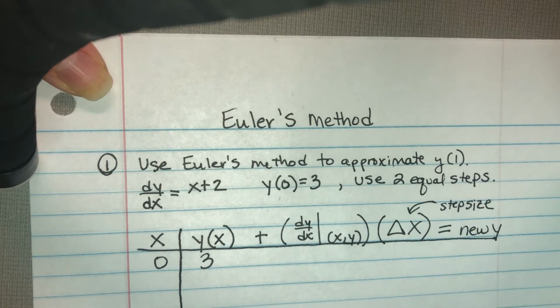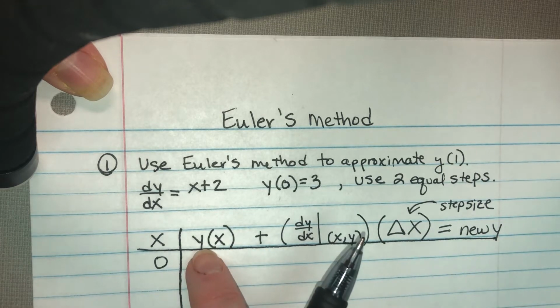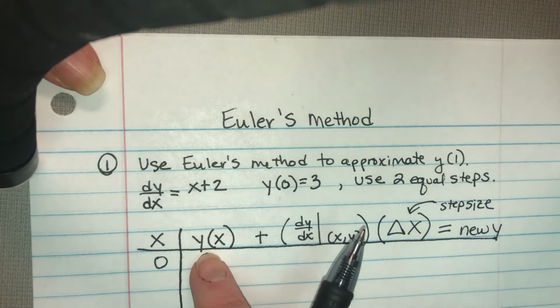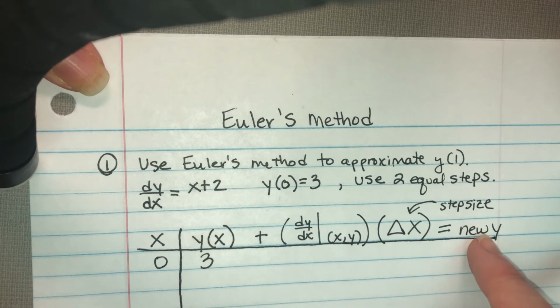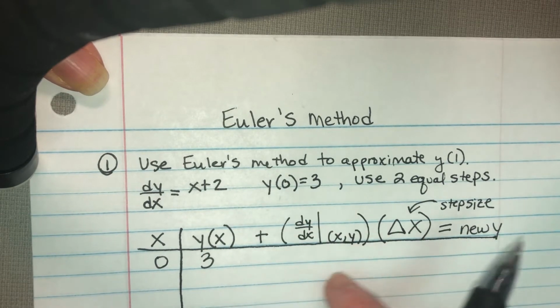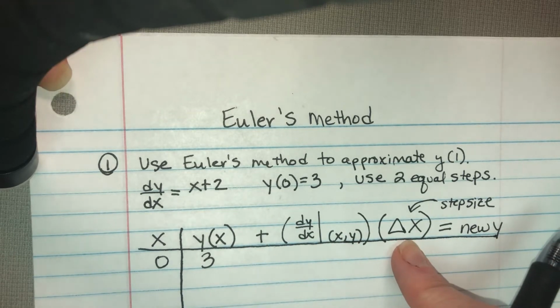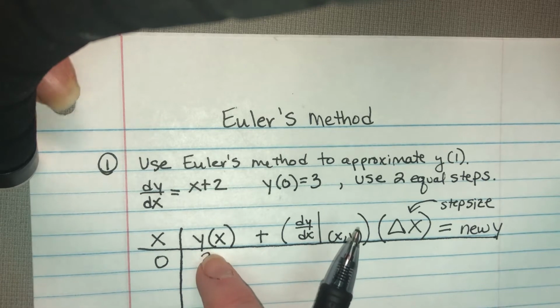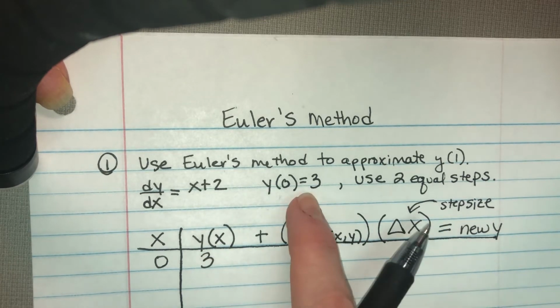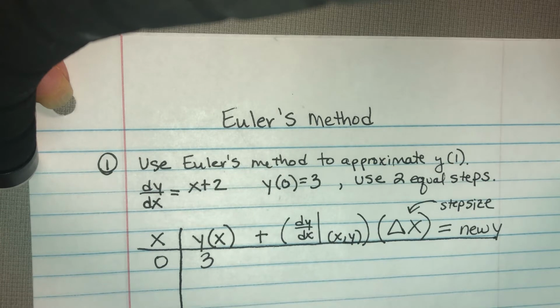Now, the way that I remember this heading is that y equals mx plus b, like your slope-intercept form of a line. The new y value is going to equal the slope, this is the slope at the given point, times x, which for this we're using delta x, the change in x, the step size between the x's, plus the old y value, whatever we started with. They have to give you something to start with, okay?